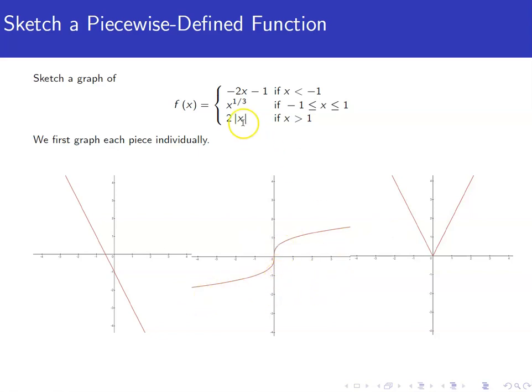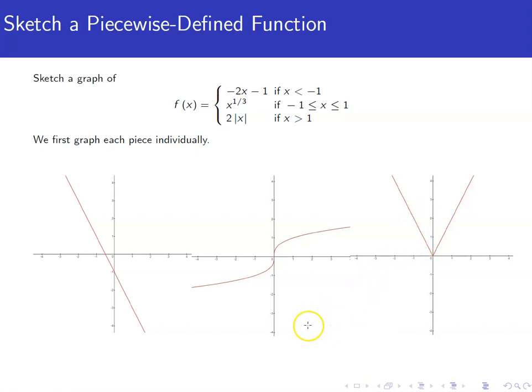Our third piece is absolute value of x, but twice as tall. Alright, so instead of being this V shape here, it's twice as tall. So it still has the same basic V shape, it's just taller. So notice that the point 1, 2 would be on there, the point 2, 4 would be on there, negative 1, 2 would be on there, and so on.